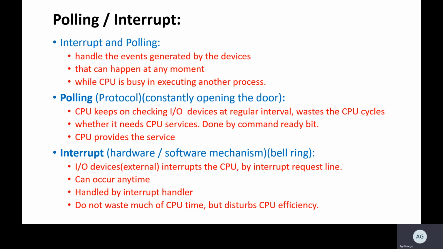The first main difference is that polling is a protocol. For example, say you are waiting for someone, and you are anxious and excited. You constantly go and open the door, no matter whether the bell has rung or not. Even if the person is not outside, you keep on looking. That is known as polling. At regular intervals, the CPU keeps on checking the IO devices to see whether there is a process to be executed or not. So it wastes CPU cycles.